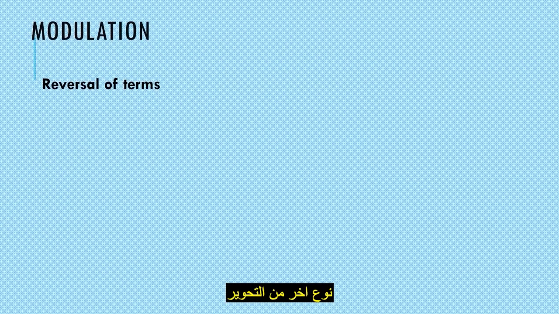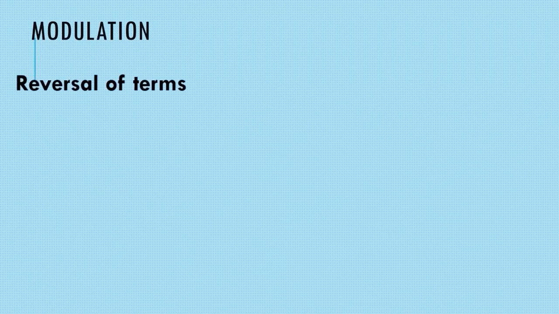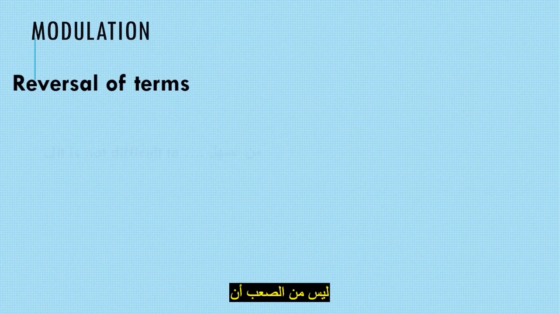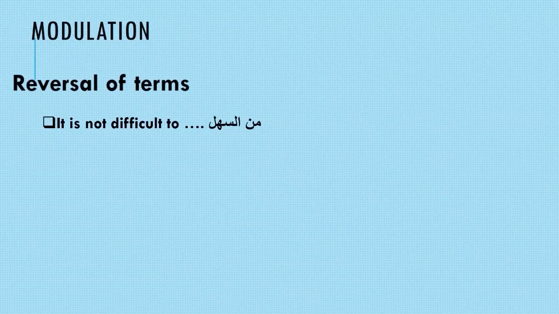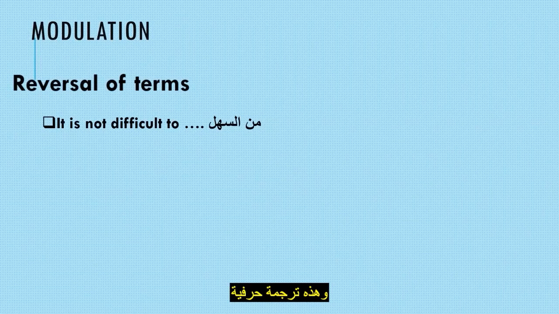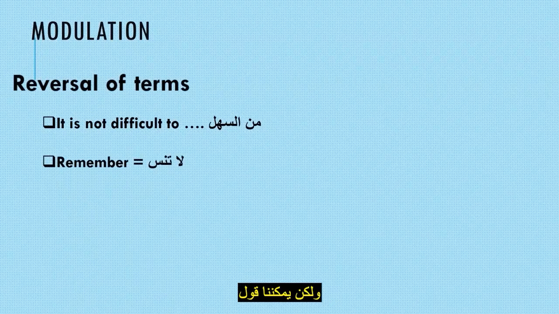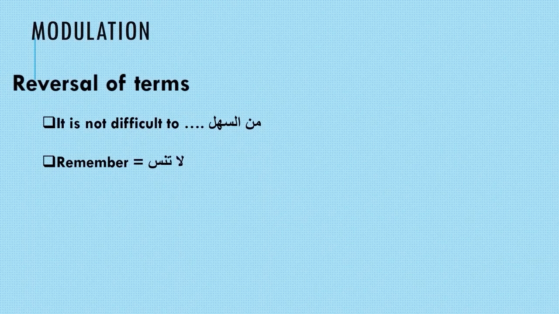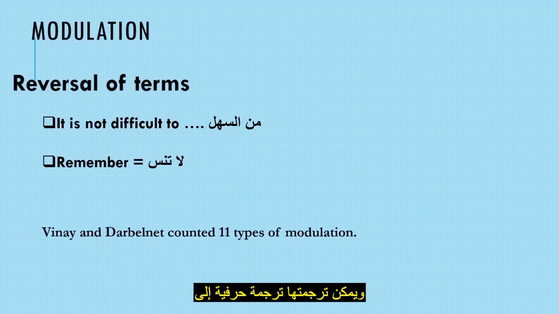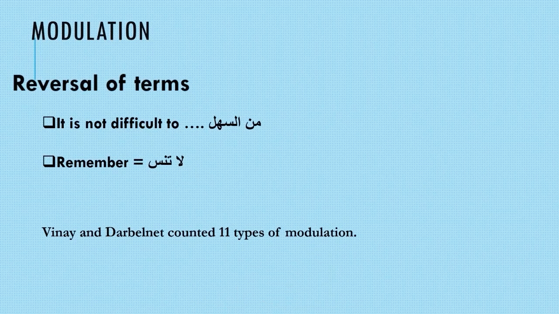Another type of modulation, reversal of terms. Let's give some examples. It's not difficult to. We can translate this phrase as من الصعب. This is a literal translation, but we also can say من السهل by reversing the terms. Remember can be literally translated as تذكر, but also we can say لا تنسى.